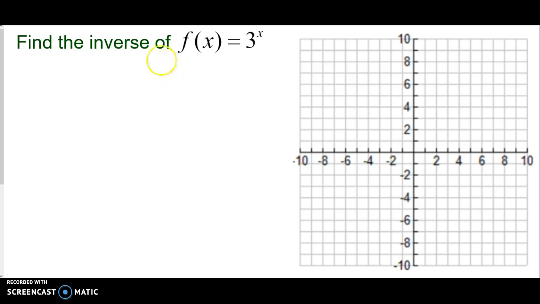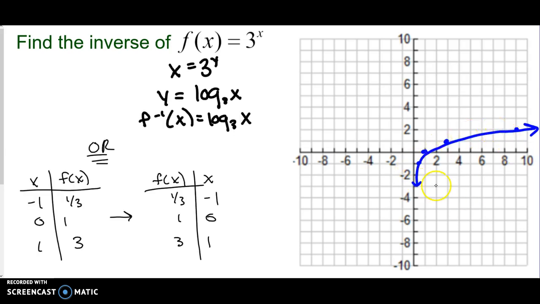Don't forget, anytime that we're solving for inverses, we always switch the x and y values. So I'm going to have you guys try this one on your own. If you're not exactly sure how to graph this, maybe you find x and y values for this function f of x, and then switch them and then graph. See what you guys come up with. All right, go ahead, put me on pause.